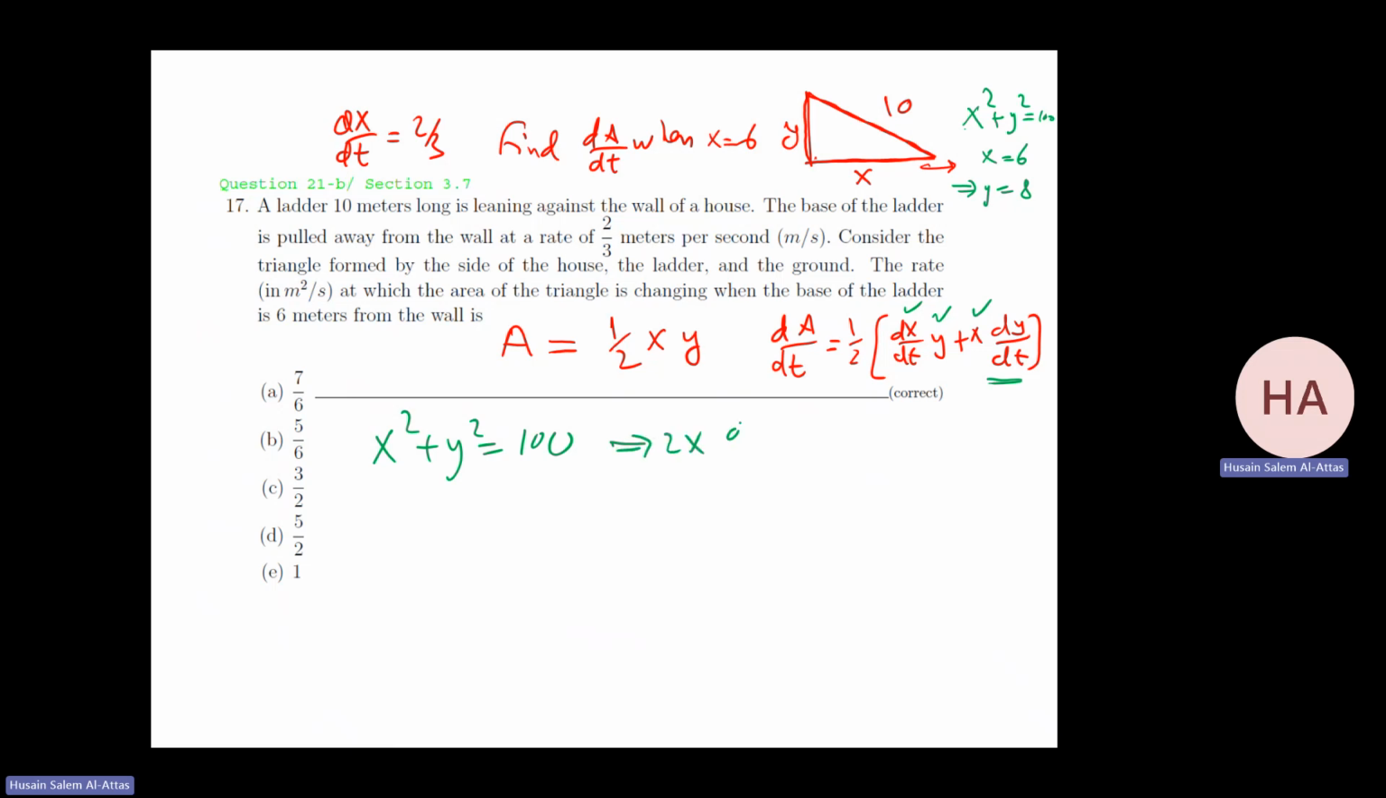I have 2x dx by dt plus 2y dy by dt equal to 0. So I have x, I have 12 times dx by dt, which is 2 over 3, plus 2y, which is plus 16 dy by dt. That's equal to 0.